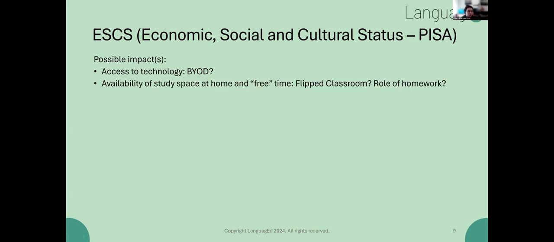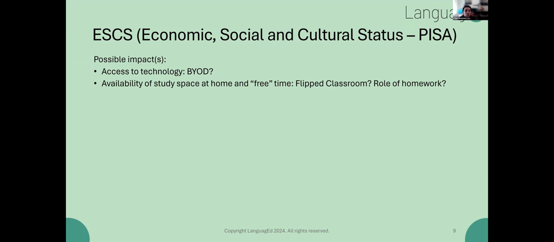Availability of study space at home and free time. Do all kids have a space where they can study at home? Do they have the free time to study at home? Some kids have to work. Or some kids have to take care of parents. Some kids are caretakers as well. They may have disabled parents. They may have parents that require their help in different ways.